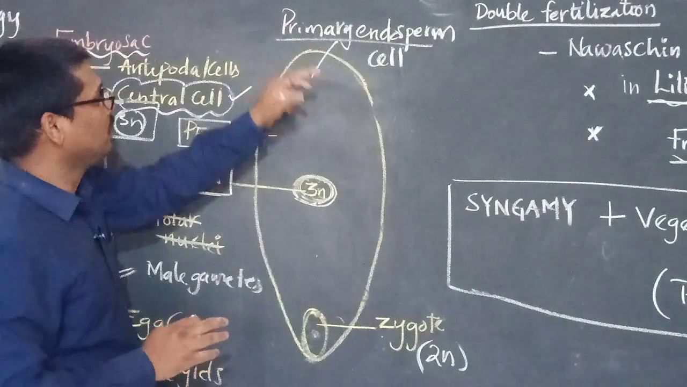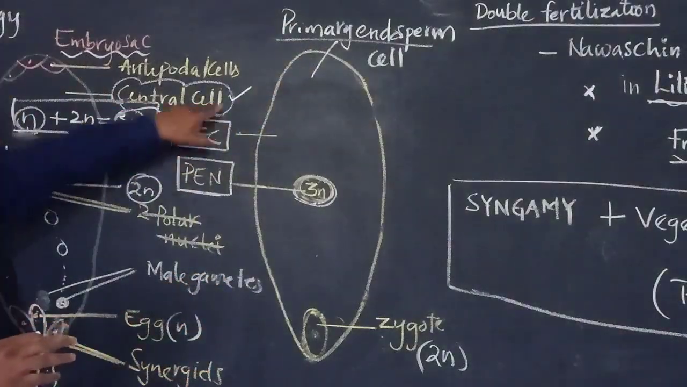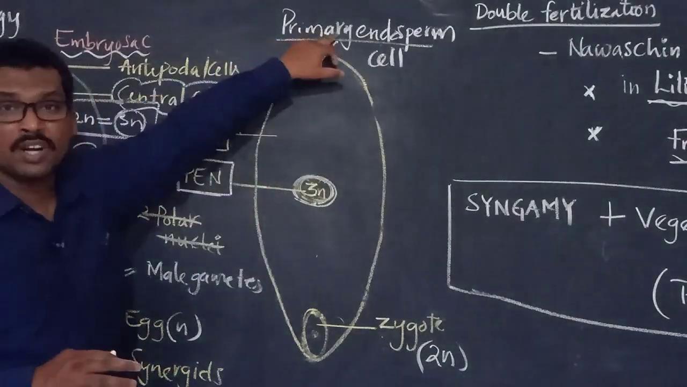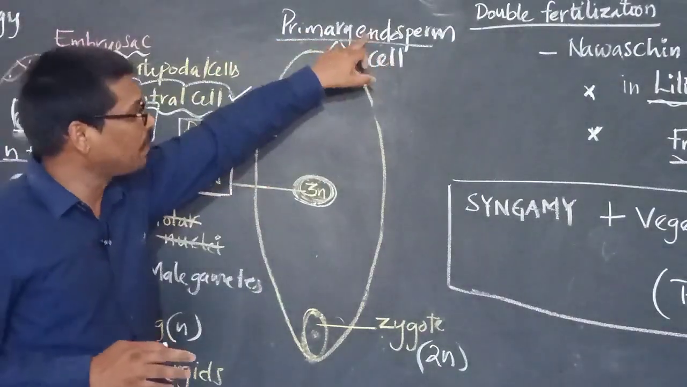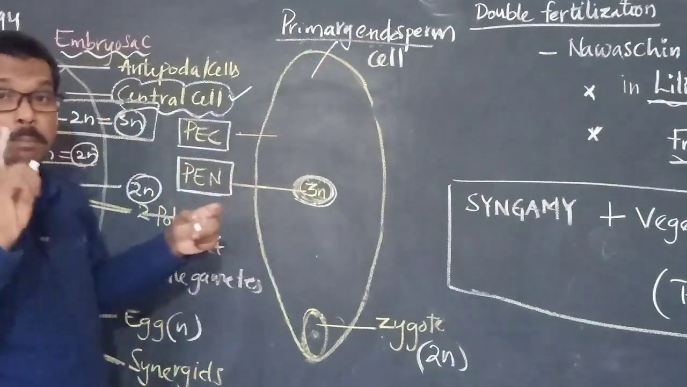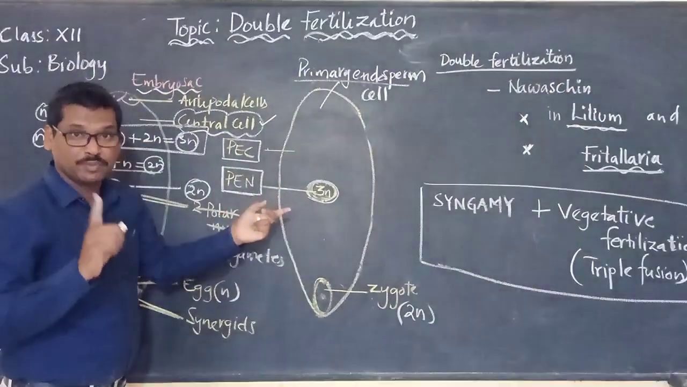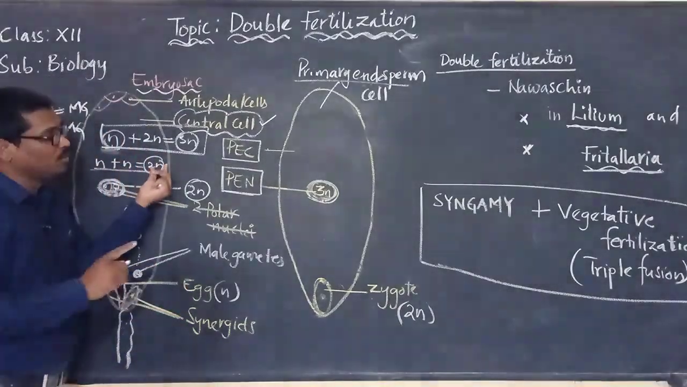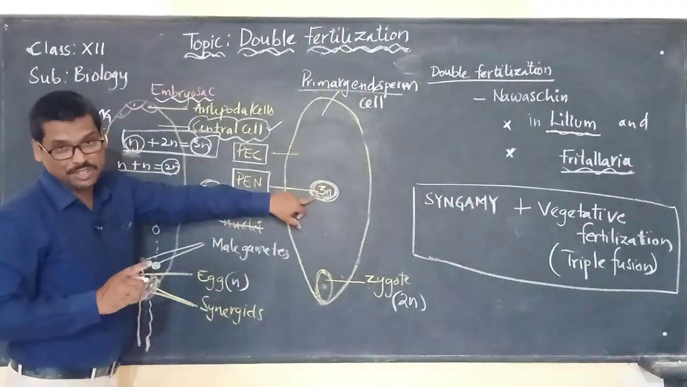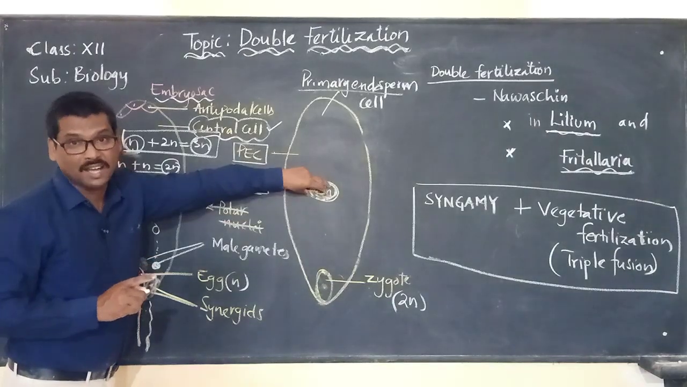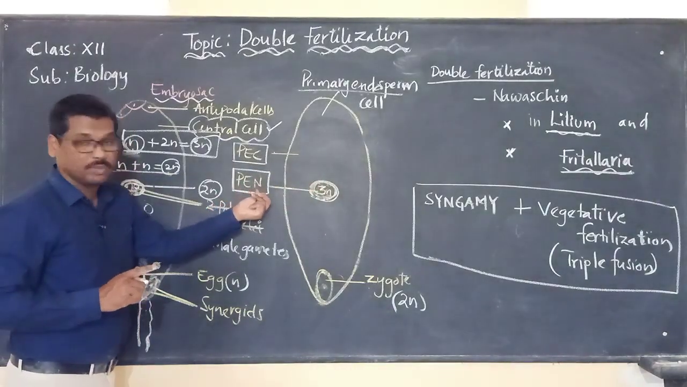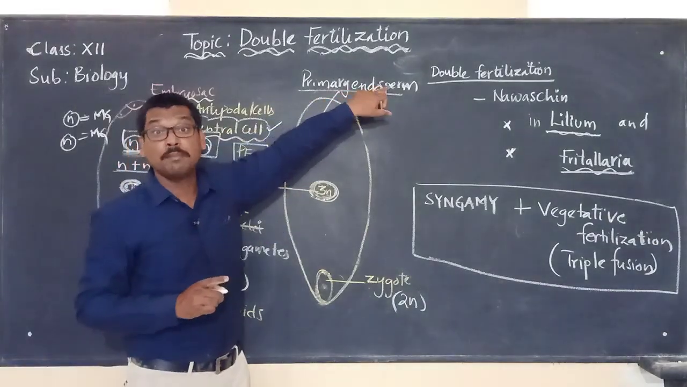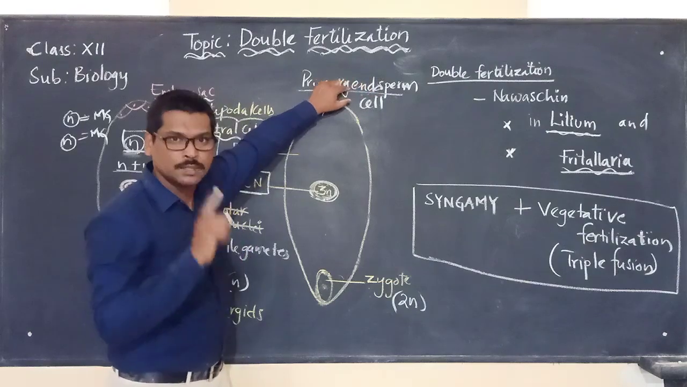And here we already said the central cell is called what? The primary endosperm cell. This primary endosperm cell is formed by the fusion of one male gamete with the two polar nuclei, meaning the secondary nucleus. So what is formed? 3N nuclei. Triploid nuclei are formed, and we call it the primary endosperm nucleus. Once this is formed, the central cell is called the primary endosperm cell.